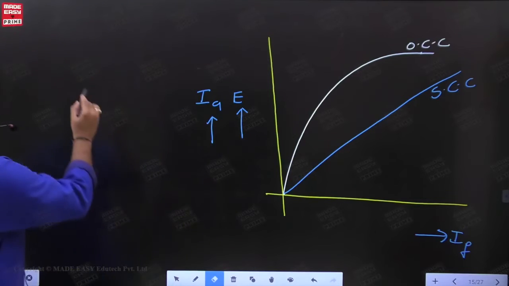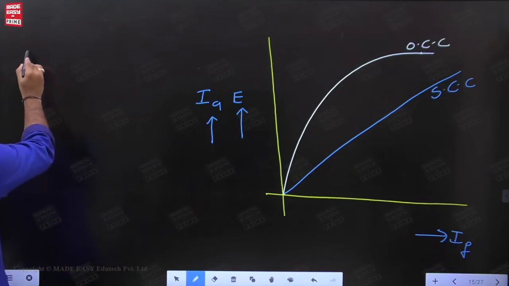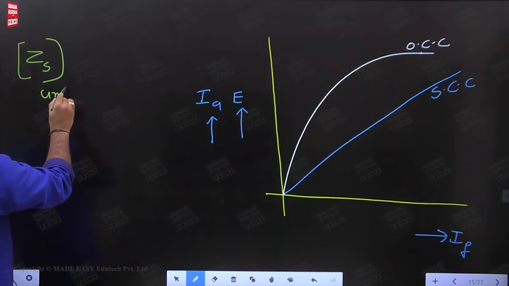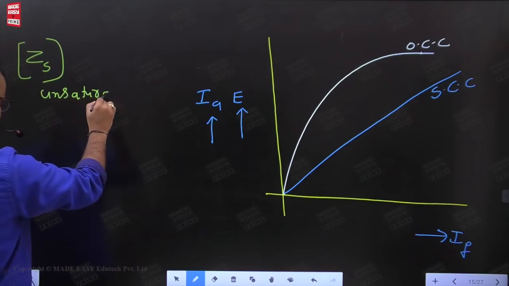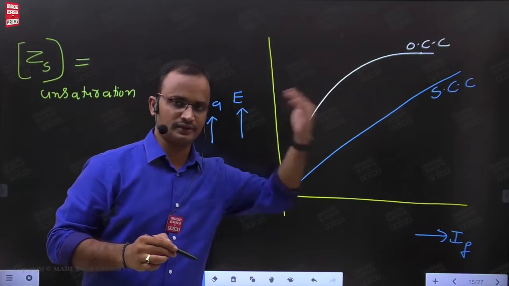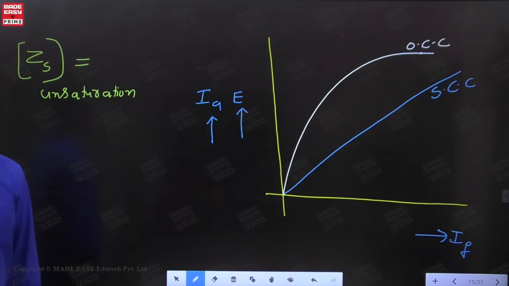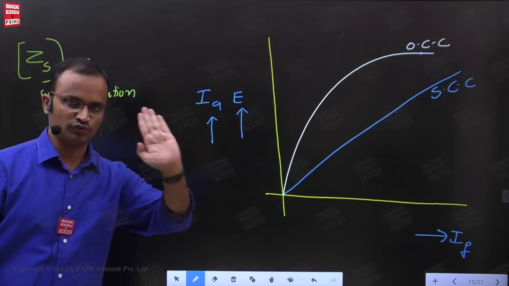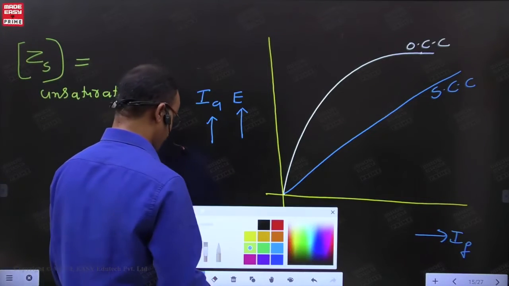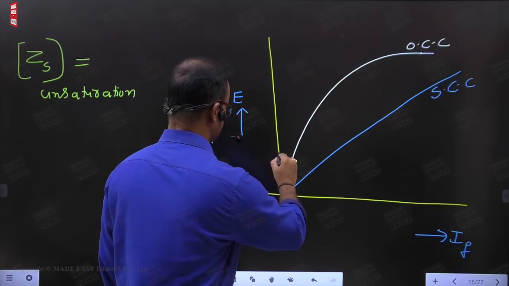They ask you to find the unsaturated synchronous impedance. In the question, they simply give the details regarding the rated current, rated voltage, and OCC and SCC characteristics. Whenever they ask for the unsaturated synchronous impedance, for doing the calculations, first take the reference as the rated current.